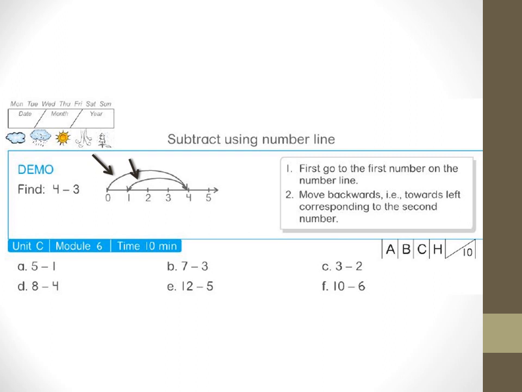So now pause the video for 10 minutes. In module number 6 there are 6 questions. 5 minus 1, 7 minus 3, 3 minus 2, 8 minus 4, 12 minus 5 and 10 minus 6. Try to solve this yourself. Pause the video for 10 minutes.